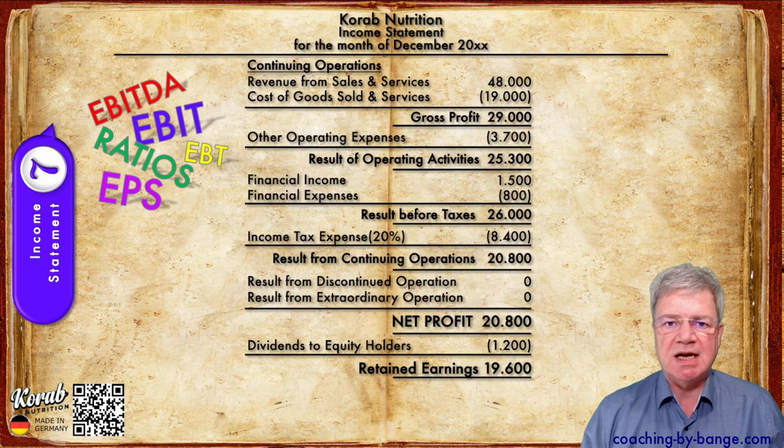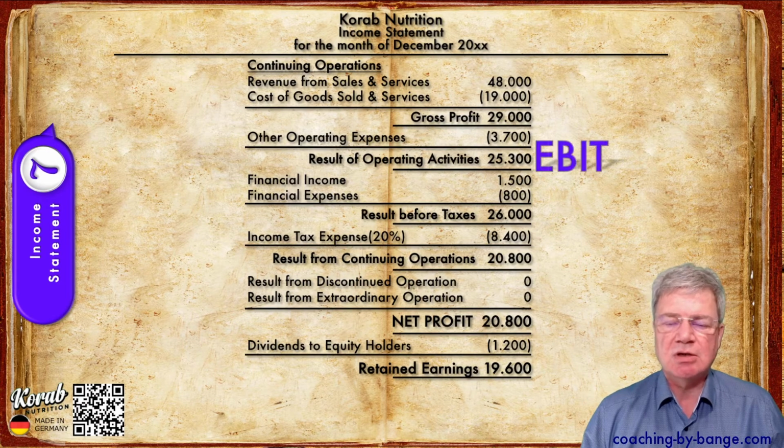Two I want to pick out. The EBIT, earnings before interest and taxes, is a very interesting indicator and shows you what the company achieves by its operating activities. It excludes different percentages for interest and different percentages for taxes. So a very interesting figure.